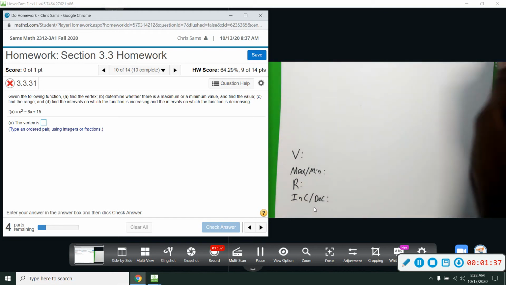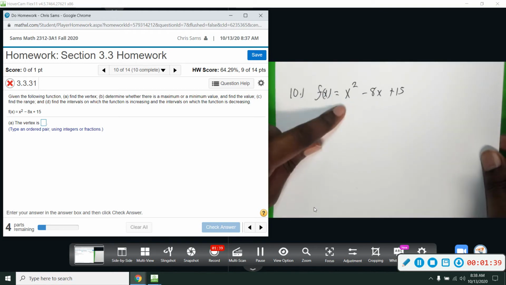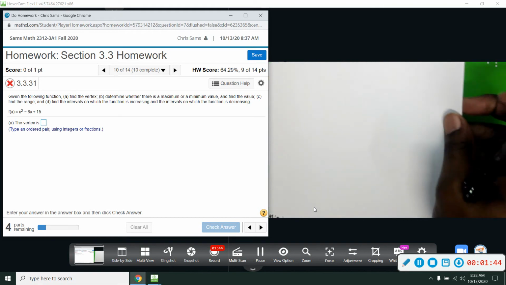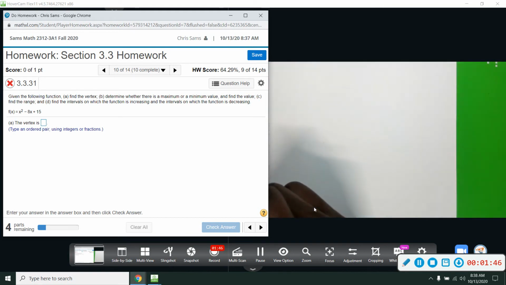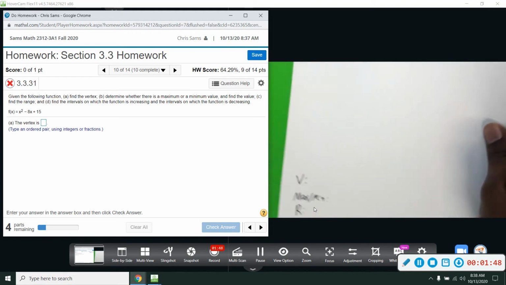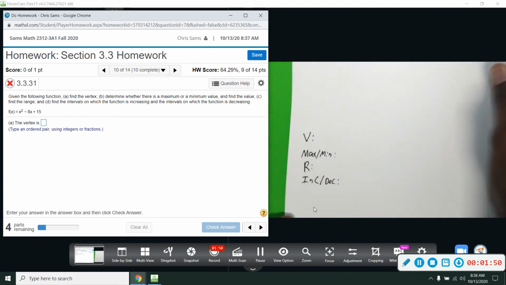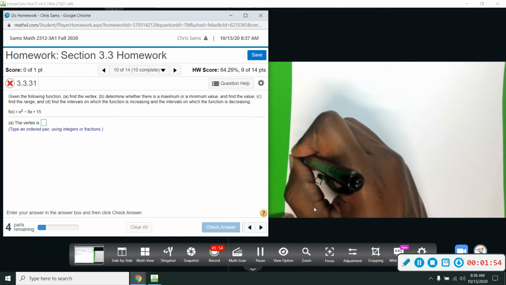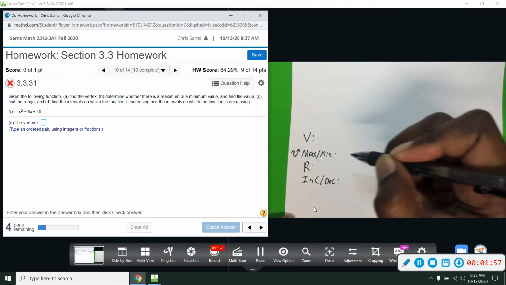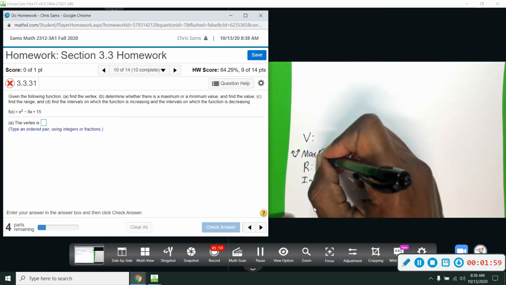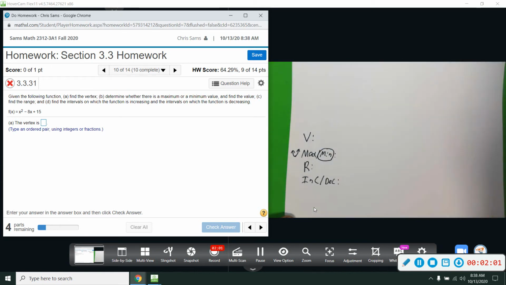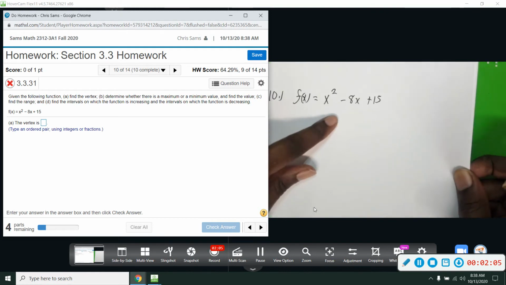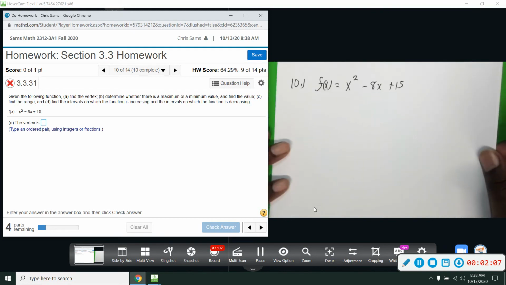All right. Based on the A value, this is positive, means your parabola is going to be opening upward, like this. Keep cutting this off the screen. So we're going to have a minimum. Don't know what that is, but we do know we will have a minimum. And you can find that out in standard form or change it to vertex form.